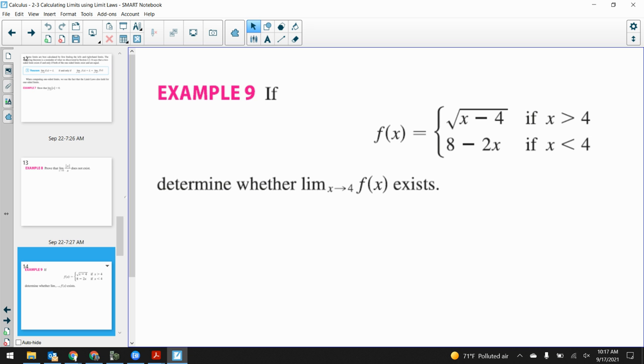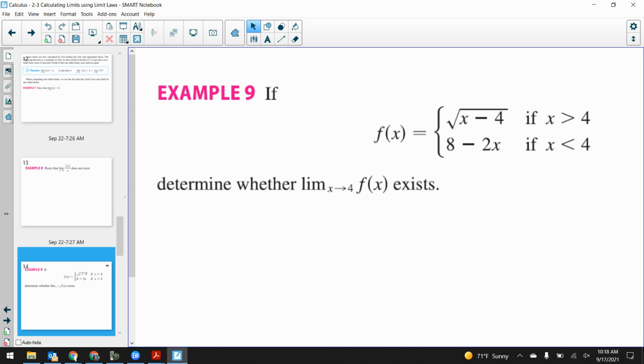So let's see whether this piecewise function, whether this limit exists. To see whether a limit exists or not, again, we investigate the left side limit and the right side limit. So let's do that, as x goes to 4.